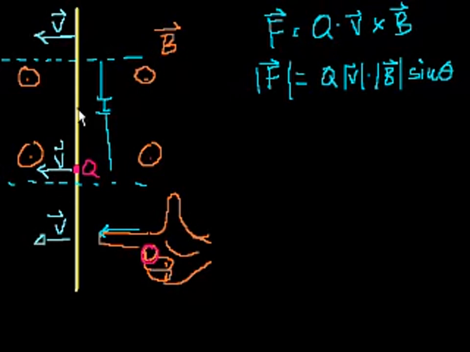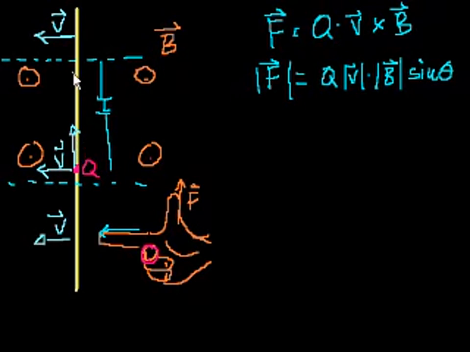So the force on this charged particle, due to the magnetic field, is going to go in the direction of your thumb. So the direction of the force is in this direction. There's going to be a net force in this direction on the charge, and the charge is going to move upwards, right?